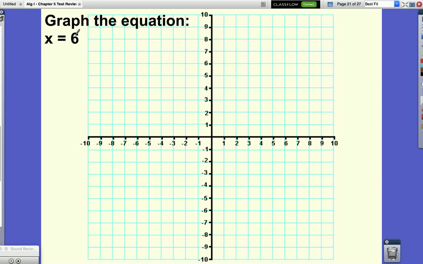Graph x equals 6. So again, remember we just talked about when there's only one variable, it's a special line. It's either a horizontal line or a vertical line. So this one says one thing. It tells us x equals 6. So we go on the x-axis to 6 and we put a point.